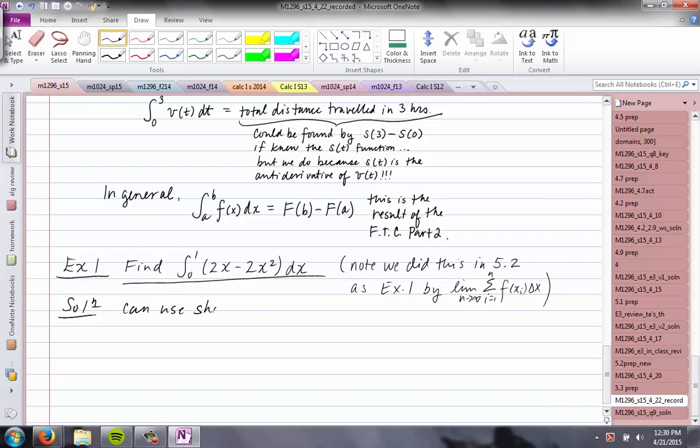So we can use the shortcut now. And that's FTC for short, of the fundamental theorem of calculus, part 2. And so what that said was that we have the integral from a to b of little f of x, and that's equal to big F of b minus big F of a. So this gives us a way to evaluate definite integrals in a much easier way than the limit of the Riemann sum.